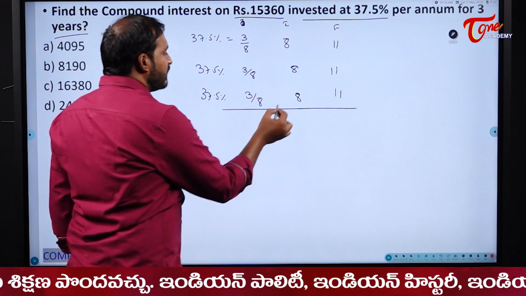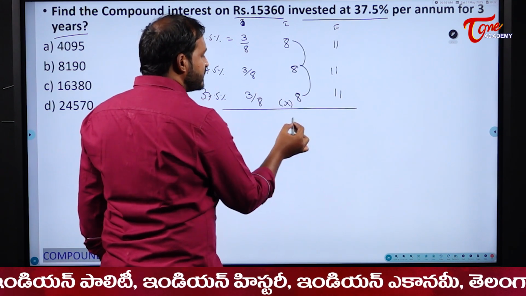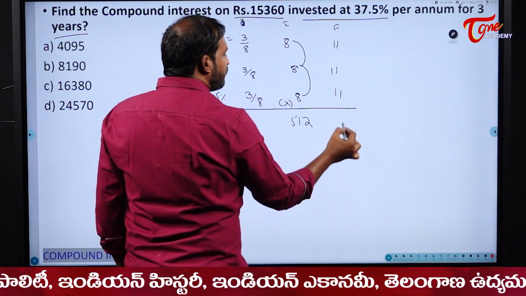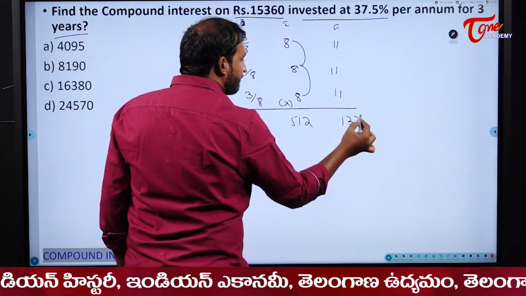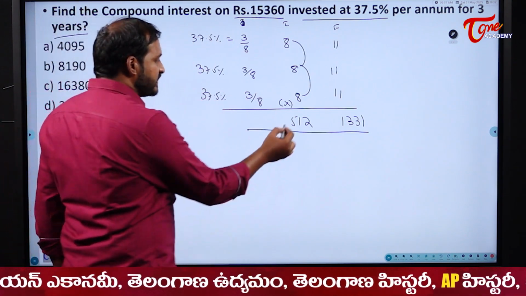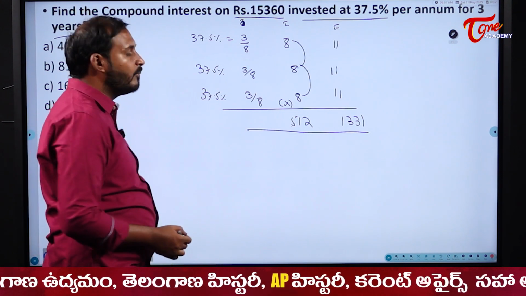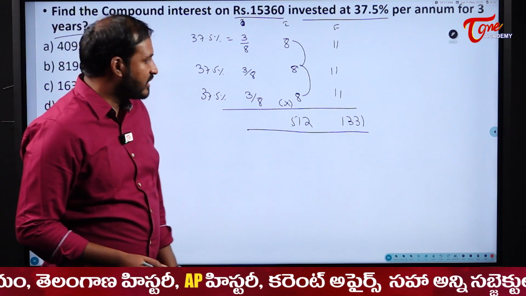Okay, now multiply these. 8 8s are 64. 64 8s are 512. That is 8 cube. Here, what is it? 1331. So that means this is the principal and this is the amount. So what are they asking us? Compound interest. They are asking us compound interest.